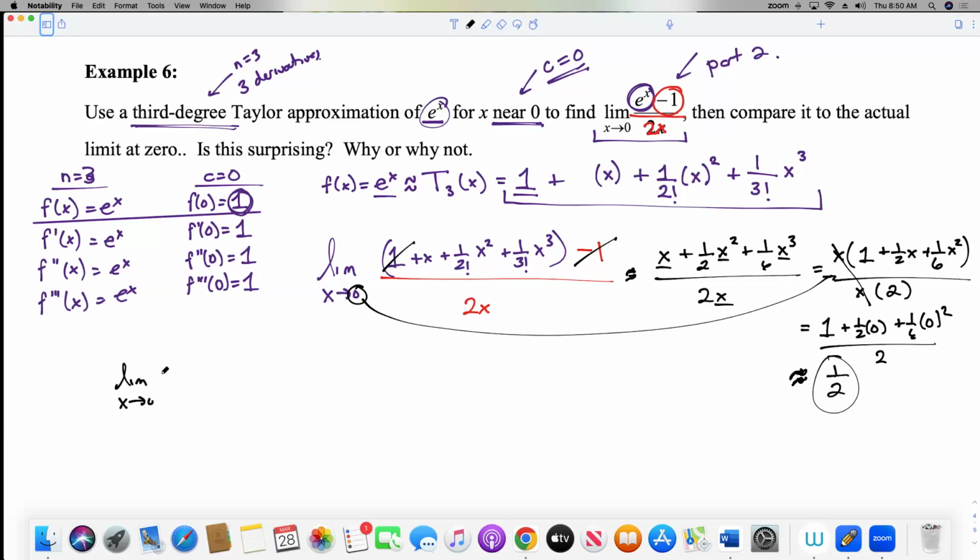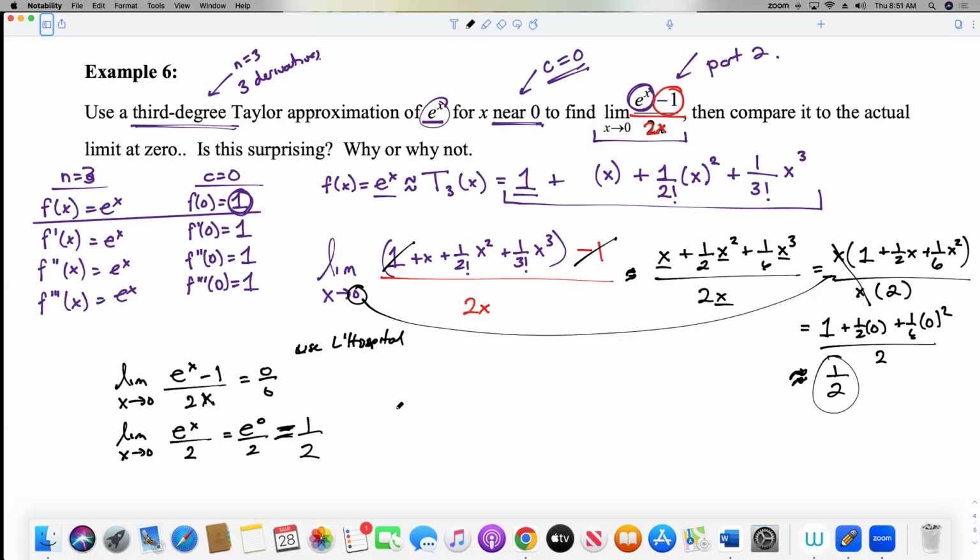So compare it to the actual limit at 0. Remember way back when, before we knew Taylor polynomials, how would we find the limit of this? This ends up being 0 over 0, so we can use L'Hopital. So when we use L'Hopital, we derive the top and derive the bottom. So this is e to the x, derivative of 1 is 0, derivative of 2x is 2. Now plug in 0, and that's going to equal 1/2. So our approximation is pretty perfect, okay?